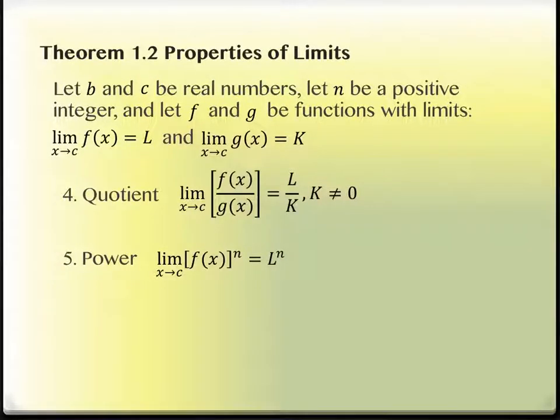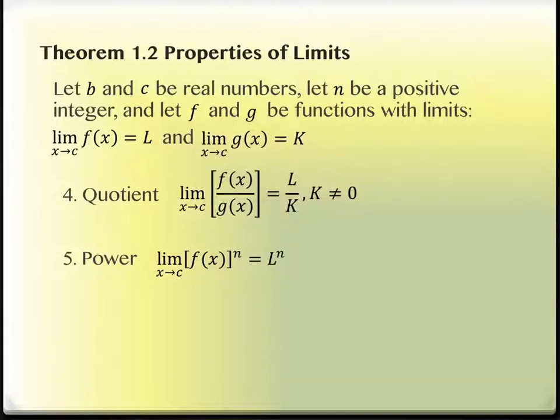Okay, two more. Quotient and power. The quotient, division, works the same as multiplication, addition, and subtraction with one caveat, and that of course is that the denominator can't be 0. So whatever the limit value is for g of x itself, that can't be 0. Right, so no zeros in denominators as always. That's an undefined value. But as long as g of x's limit is not 0, it works just like the multiplication, addition, and subtraction.